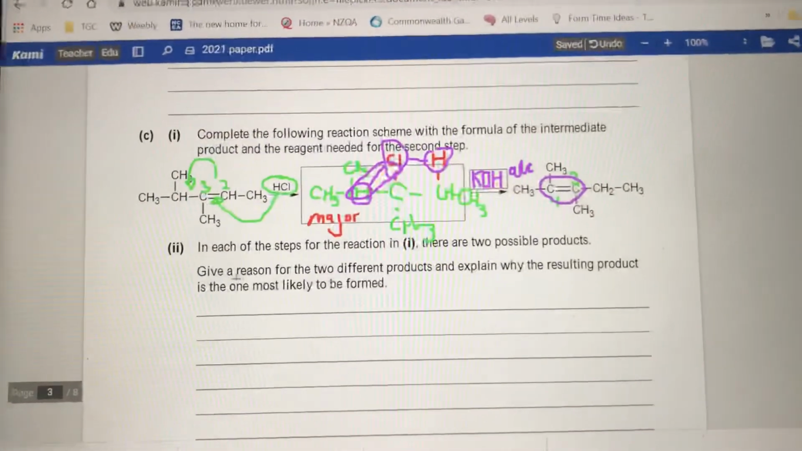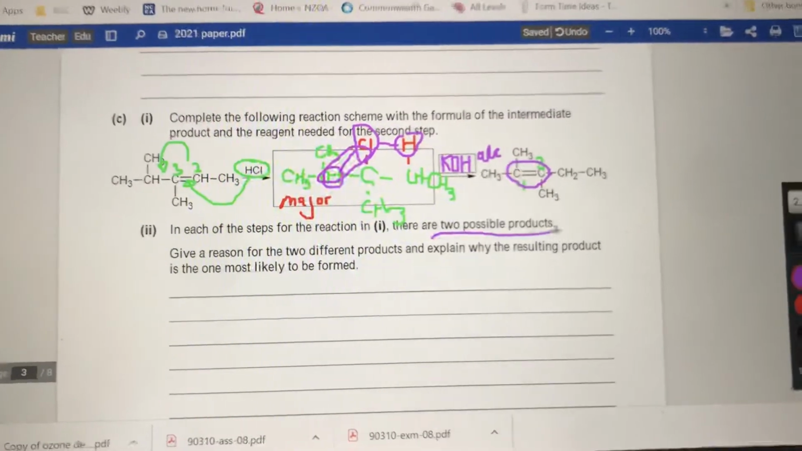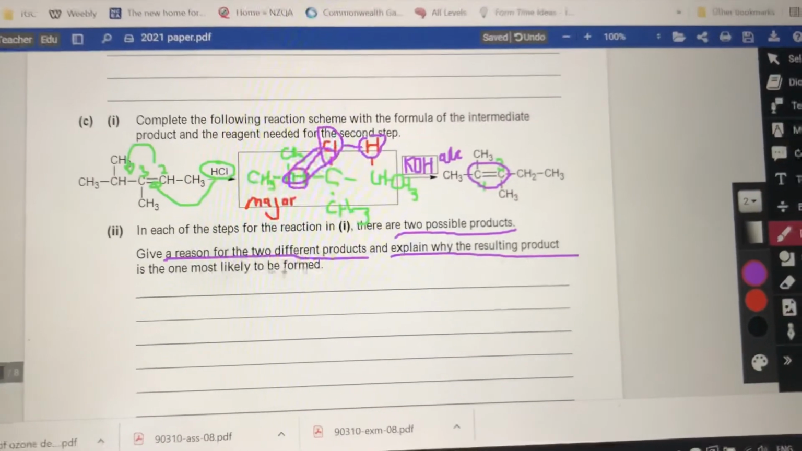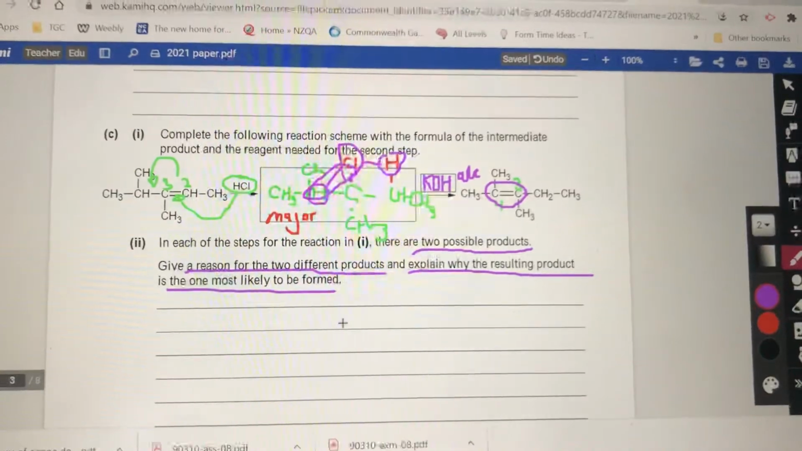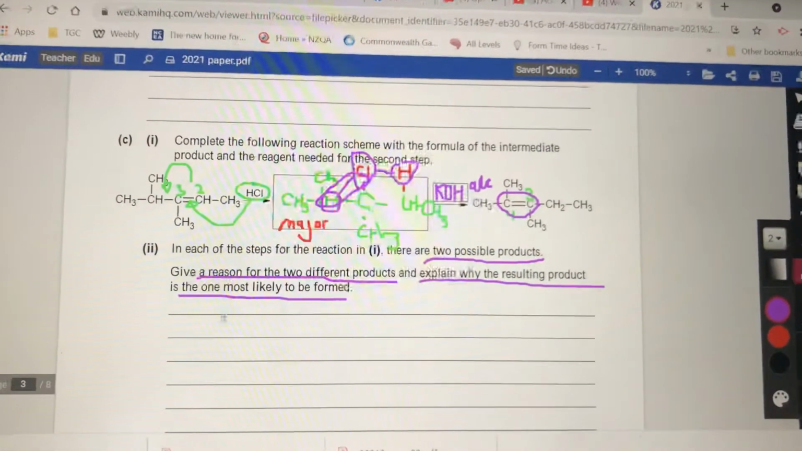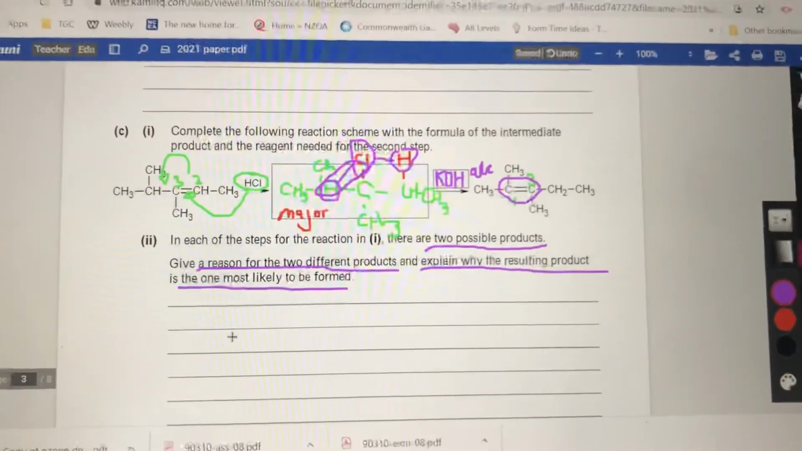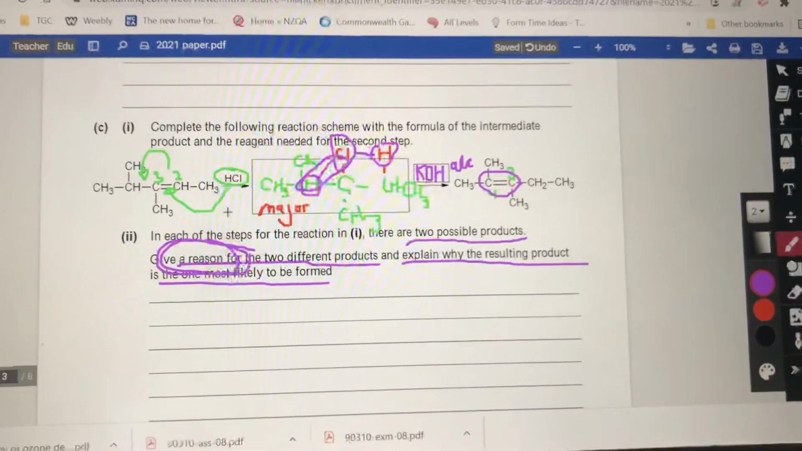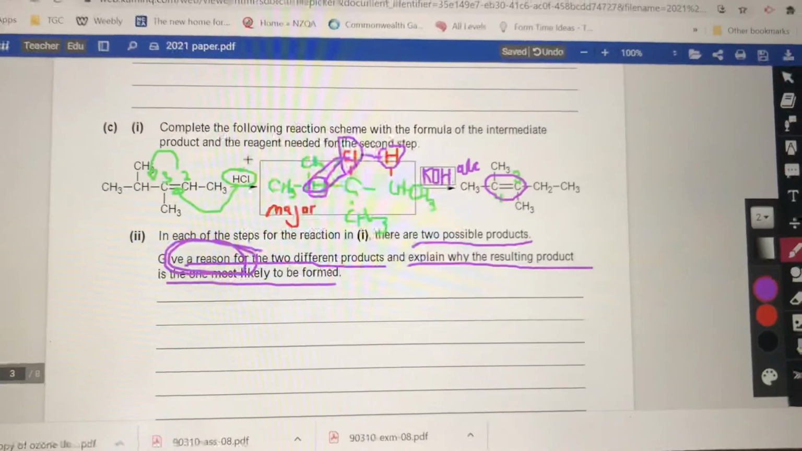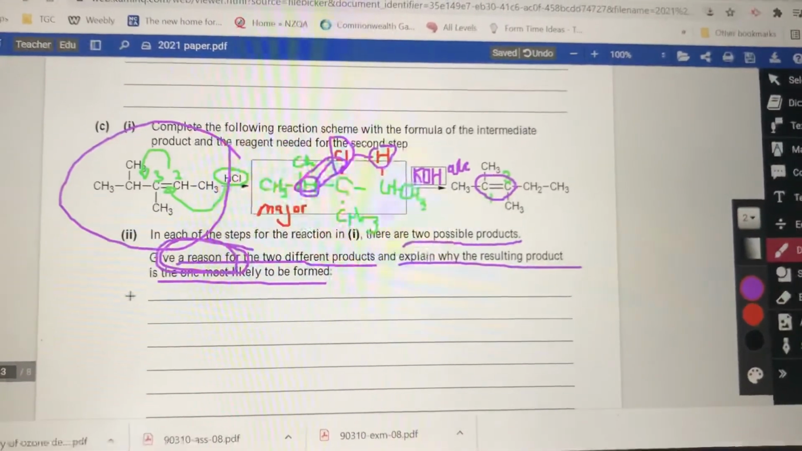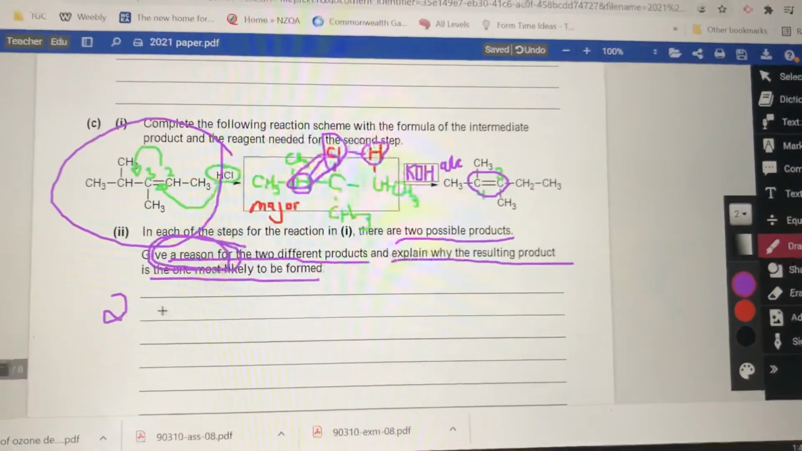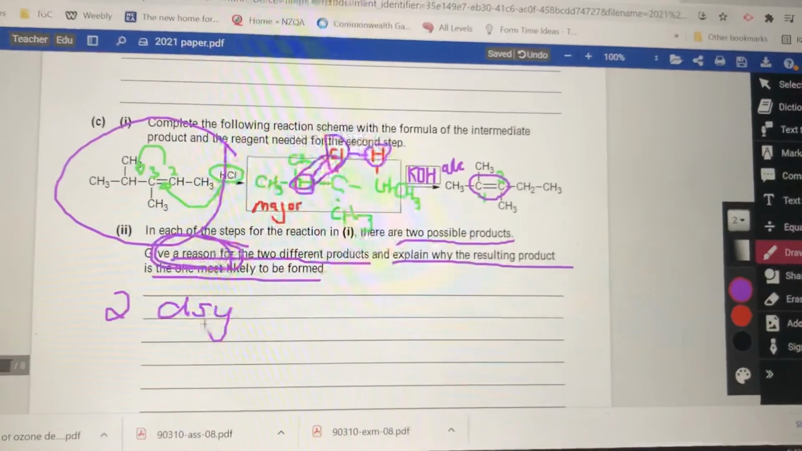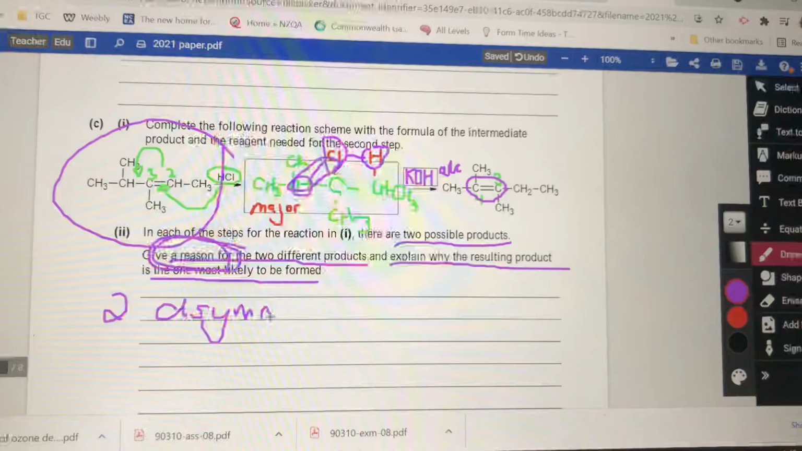Right, in each of the steps there are two possible products. Give a reason for the two products and explain why the resulting product is the most likely to be formed. Well, obviously we're talking about major and minor, but it says reason for. So why can we get major and minor in our addition here? There are two things we need to do to get major and minor. We need an asymmetric reagent and an asymmetric alkene.